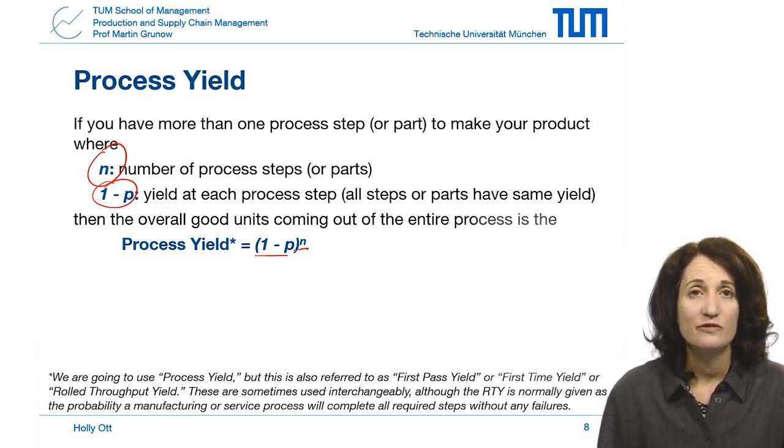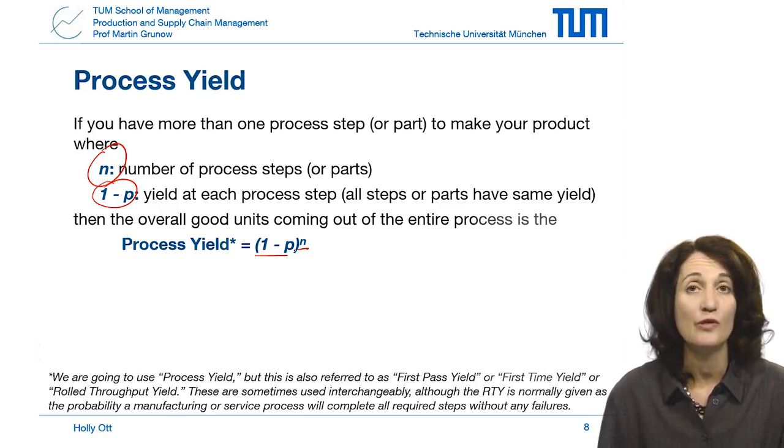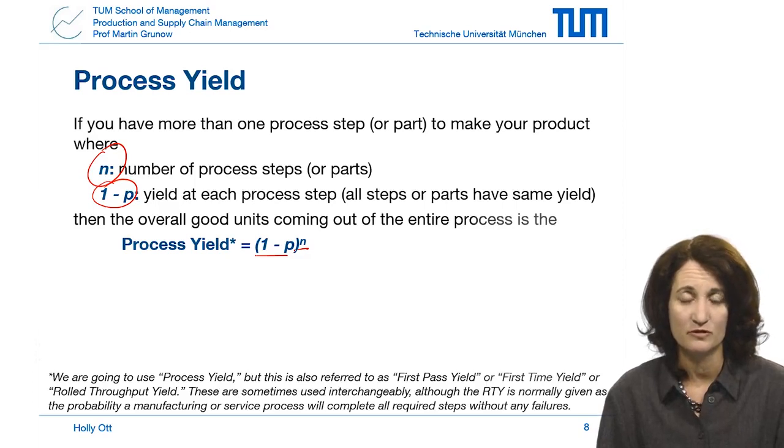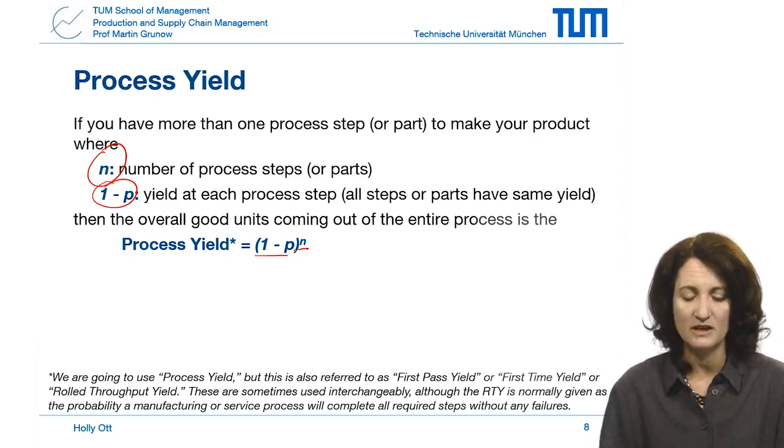Now, just a note here, we're going to use the term process yield. But this is also referred to as, for example, first pass yield or first time yield or rolled throughput yield. And these are sometimes used interchangeably, although typically rolled throughput yield is normally given as the probability of manufacturing a part or performing a service process that you can perform all the required steps without any failures. Whereas first pass yield does not normally consider that, but it depends on the reference.